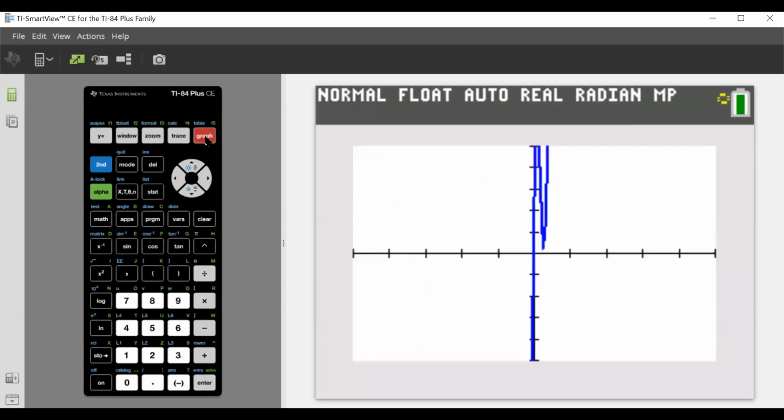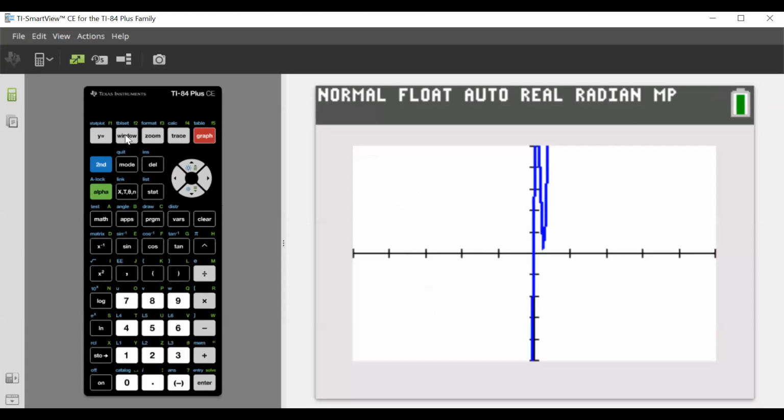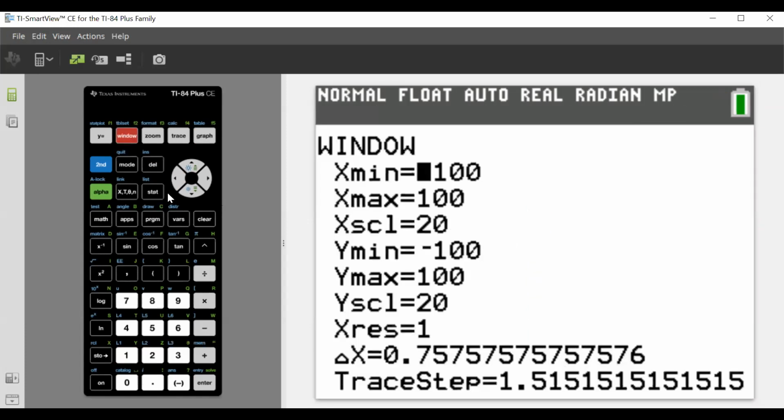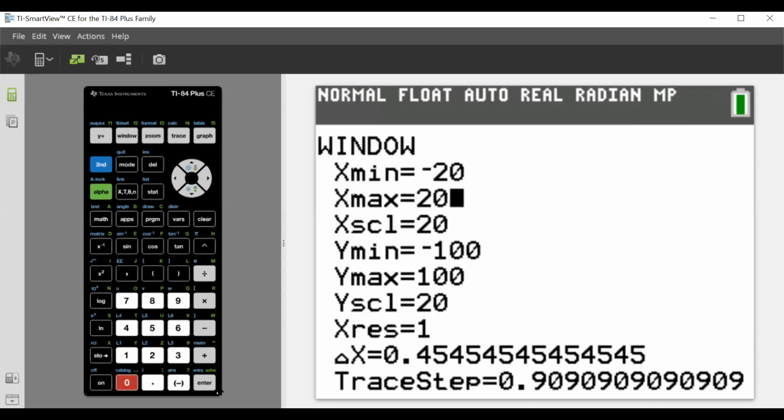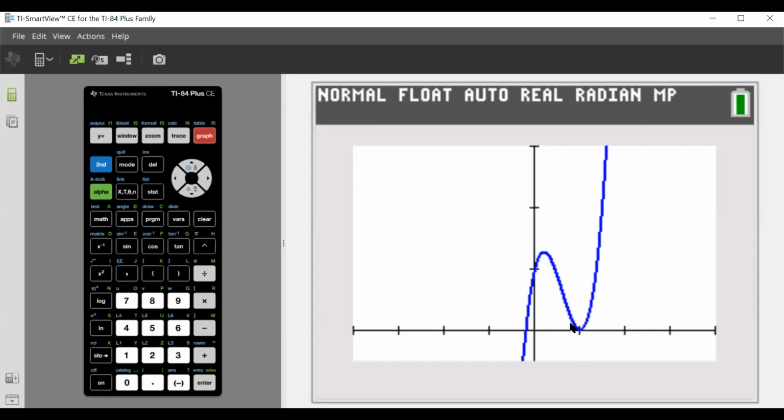Now let's see what we have. All right, so we're not high enough. So we can go from maybe negative 20 to 20 and by 5. And minimum, we can do negative 50. Maximum, maybe do 300. And maybe it's by 100. Now let's see what we have. There we go.